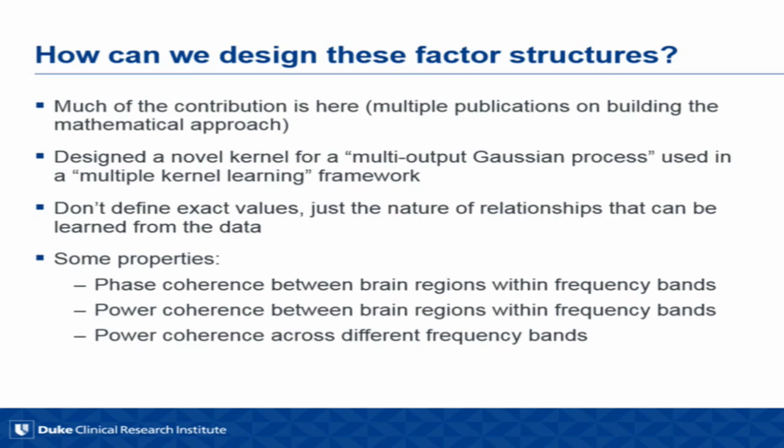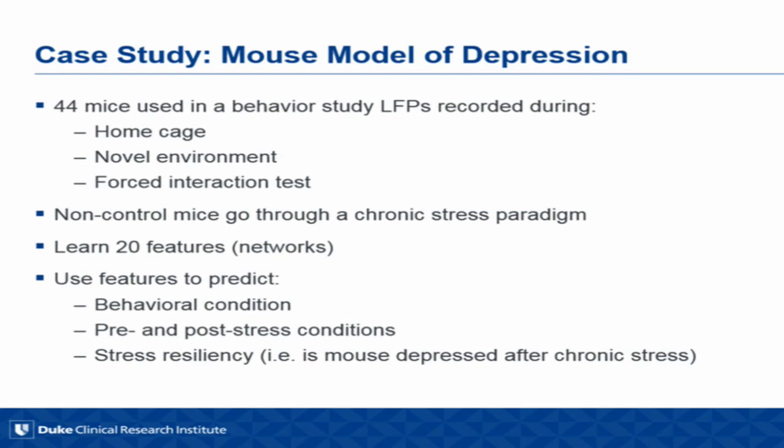We care about doing power coherence and phase coherence. But instead of going into the math and what's going on, I just want to show you that this is actually very helpful when we're going through and doing this mouse model of depression. So this is data that was collected within the Laboratory for Psychiatric Neuroengineering. We have 44 mice, and we have LFPs that were recorded during 3 different behavioral tasks.